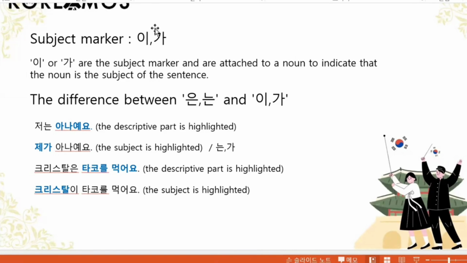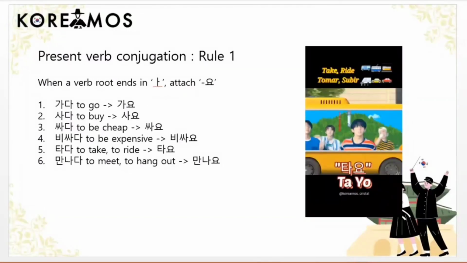Okay. So today we're gonna learn the present verb conjugation. Present verb conjugation has four rules. However, don't worry about it. For past verb conjugation, we will apply only one rule, and the future verb conjugation will apply two rules, depending on the final consonant. So once you master present verb conjugation, the others are quite easy.